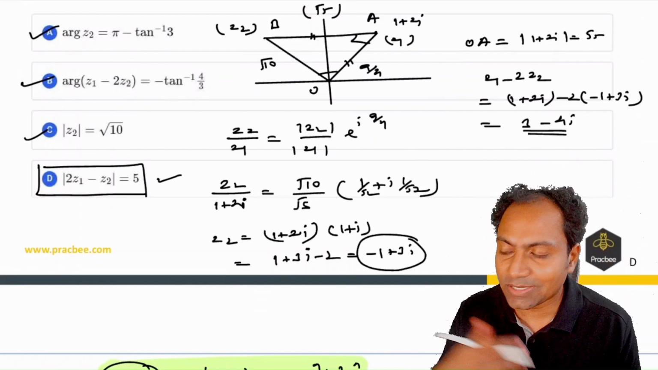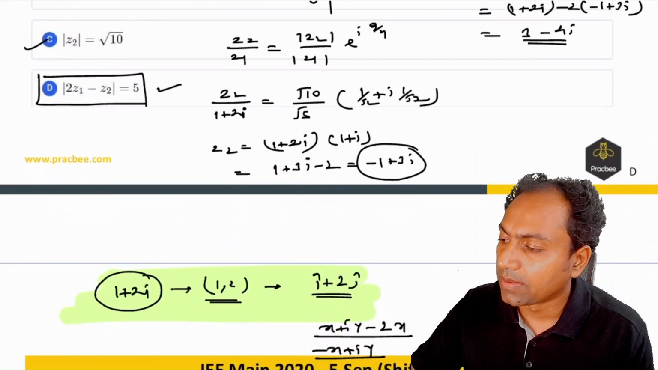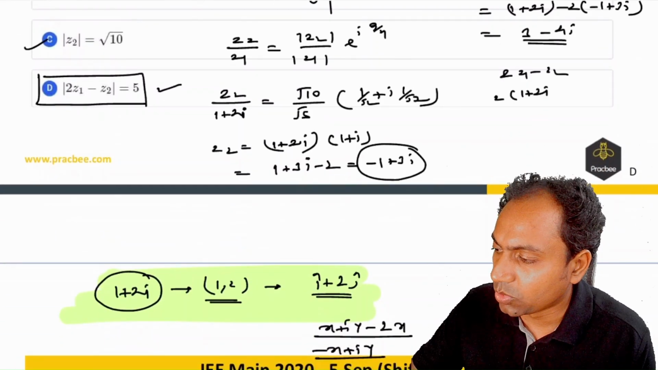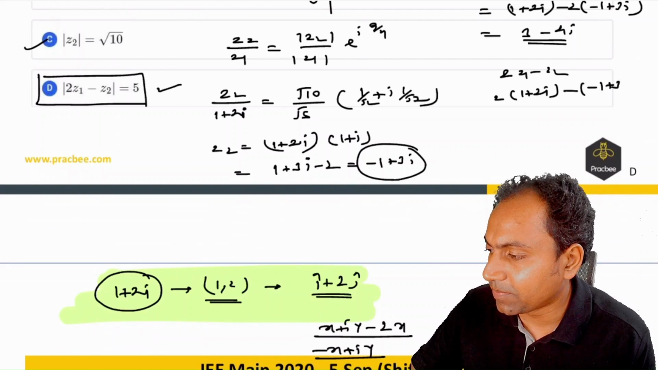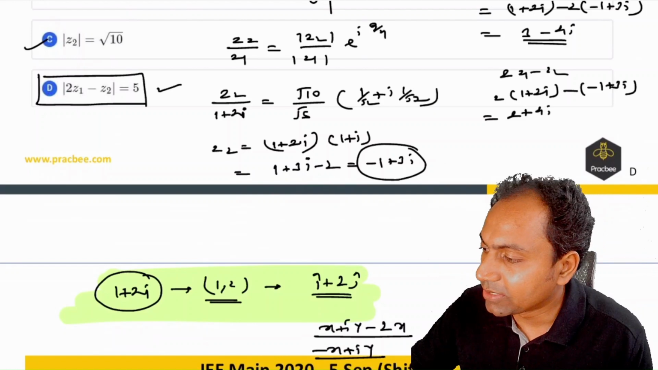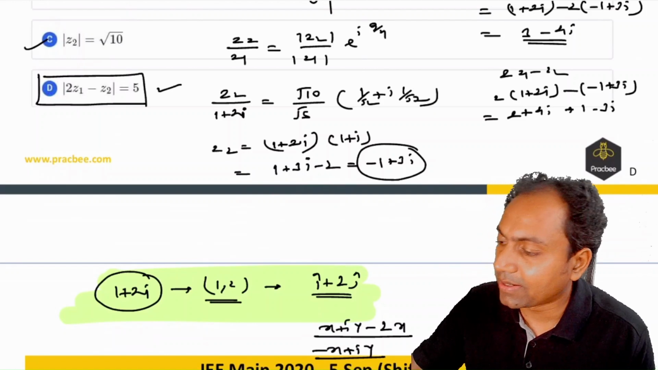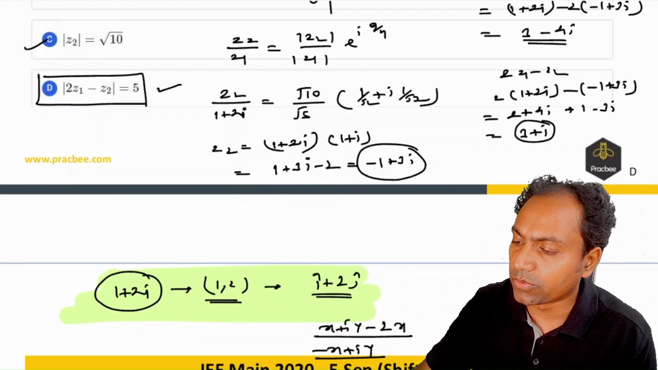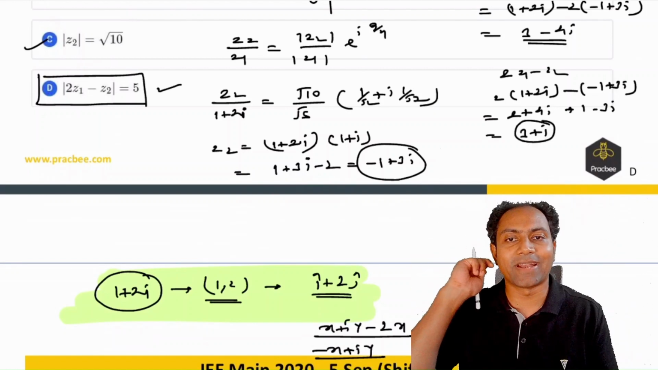Or you can still find the value of 2Z1 minus Z2. So 2 times 1 plus 2i minus of minus 1 plus 3i. If you simplify this, this is 2 plus 4i. And this becomes plus 1 minus 3i. And if you simplify, this is nothing but 3 plus I. And of course, it is not equal to root 5. Hence, this D option is wrong, and hence our correct answer.